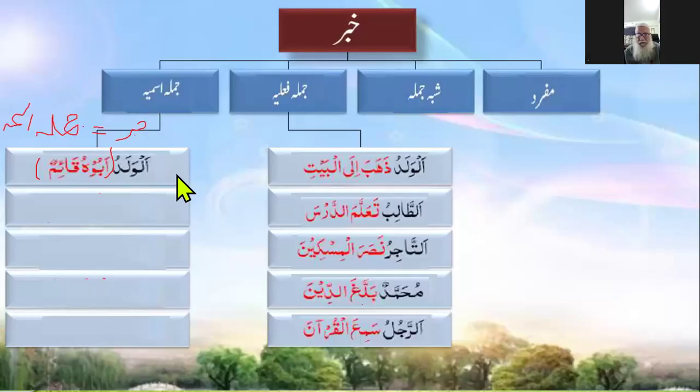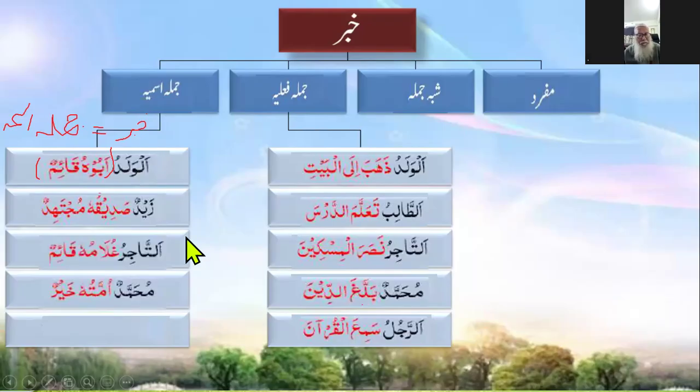Let's have more examples. Zaidun is the mubtada, sadiquhu, sadiq is an ism, and hu is the attached zamir. Mustaqimun is the khabar. So mubtada and khabar become a jumla ismiya, coming in place of khabar. At-tajiru ghulamuhu zaidun. At-tajiru is the mubtada. Ghulamuhu zaidun is a jumla ismiya coming as a khabar. Muhammadun ummatuhu khairun. Muhammad is a mubtada. Ummatuhu khairun is a jumla ismiya coming as a khabar.